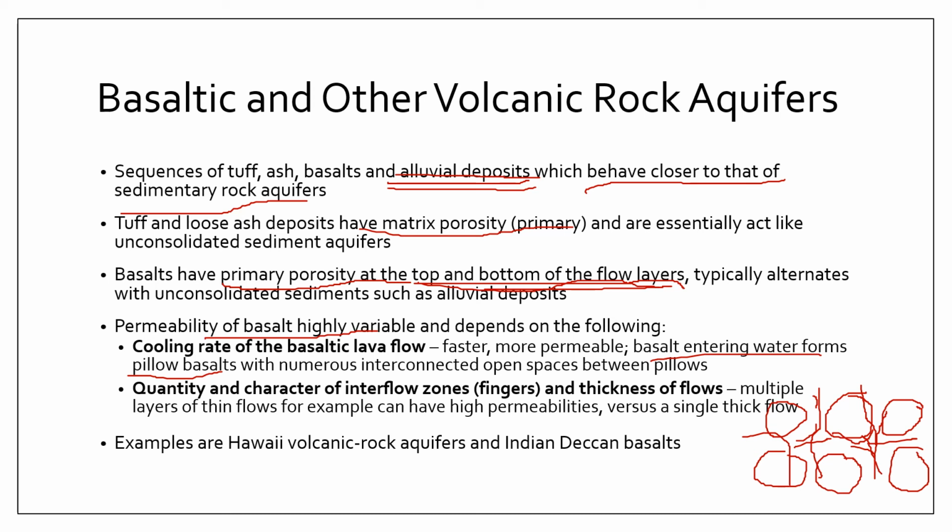What also influences the permeability of basalt is the number of interflow zones, or the fingers or the layers, as well as the thicknesses of your flows. So typically thin layers of basalt, or rather multiple thin layers of basalt, can really have high permeabilities compared to a single thick basaltic flow.